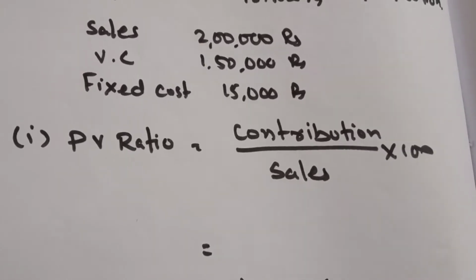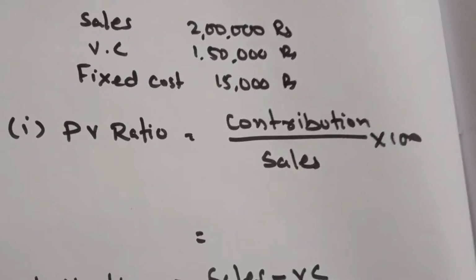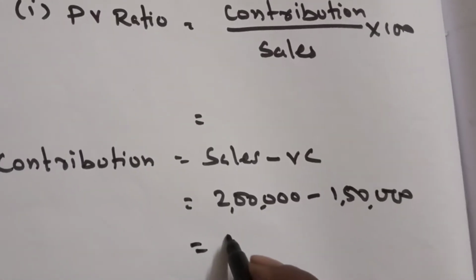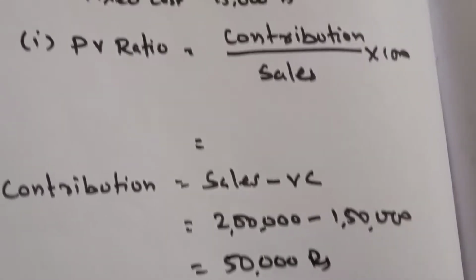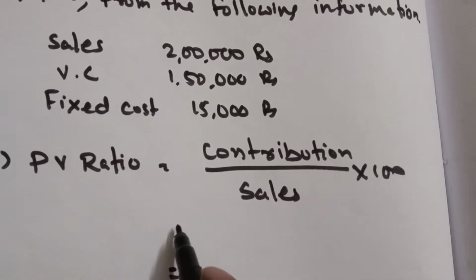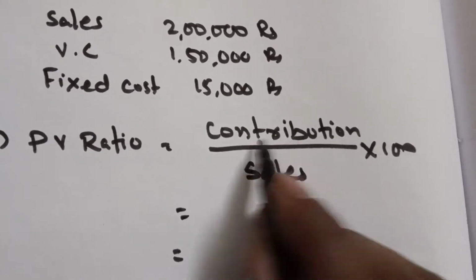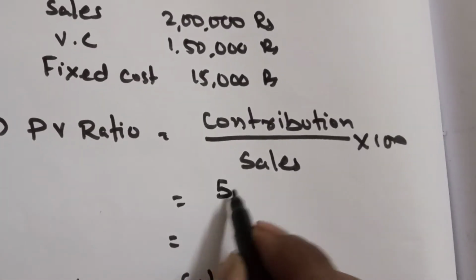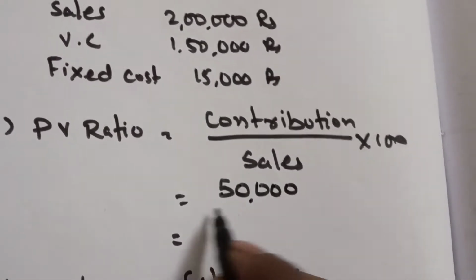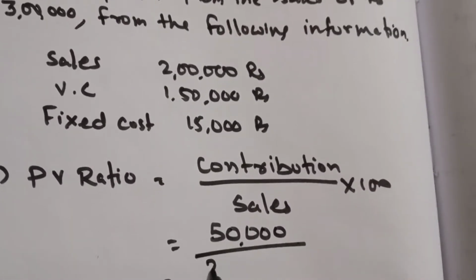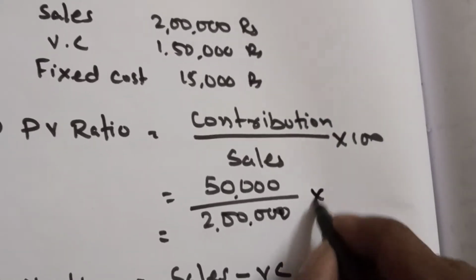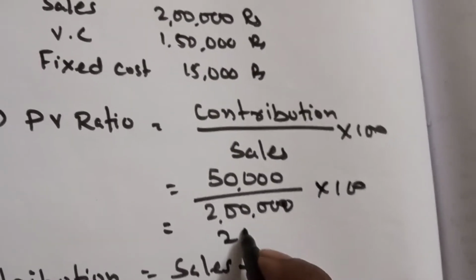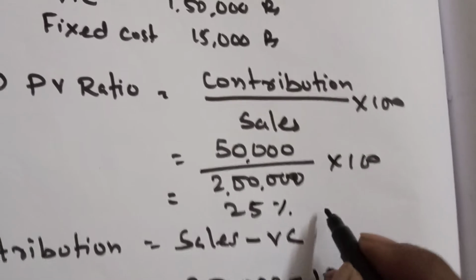Variable cost is also given, that is 1,50,000. So contribution is 50,000 rupees. Now we have to put it in the formula. Contribution is 50,000. Sales is given in the problem, 2 lakhs, into 100. So we will get 25%, or we can write 0.25.